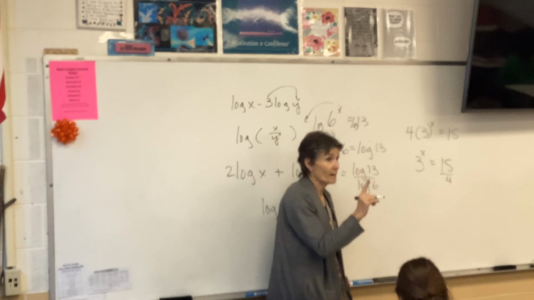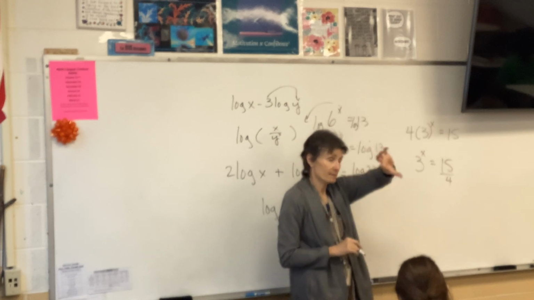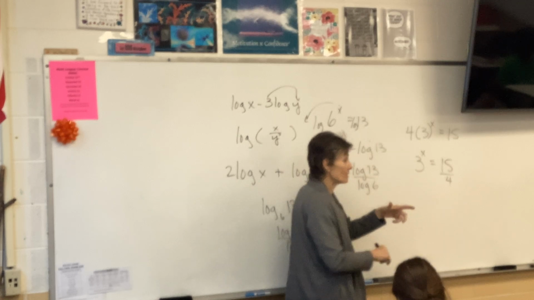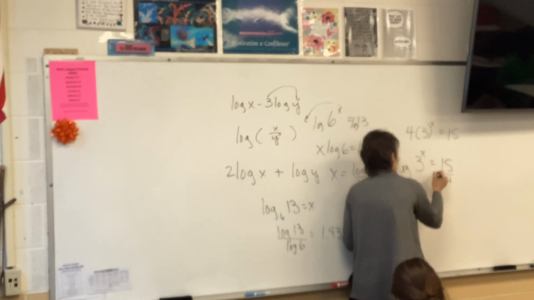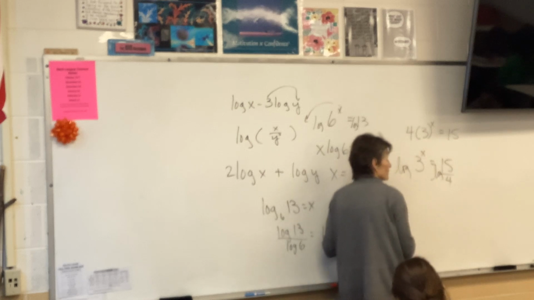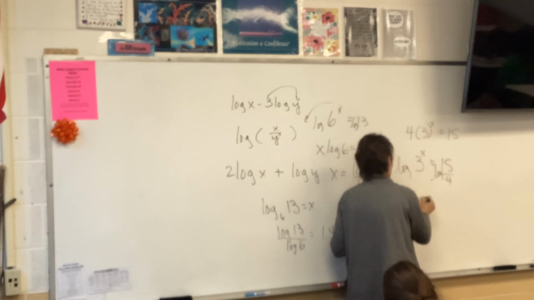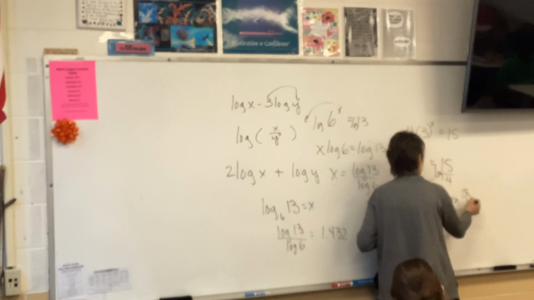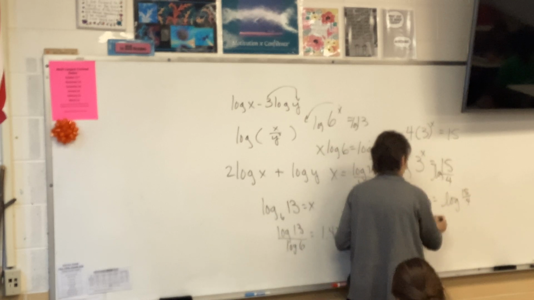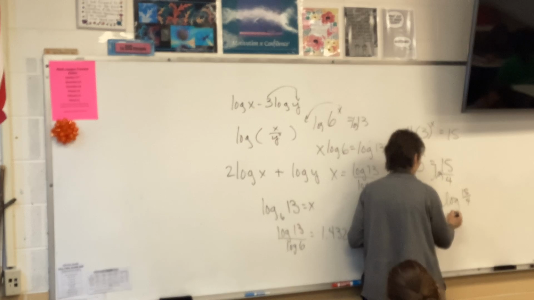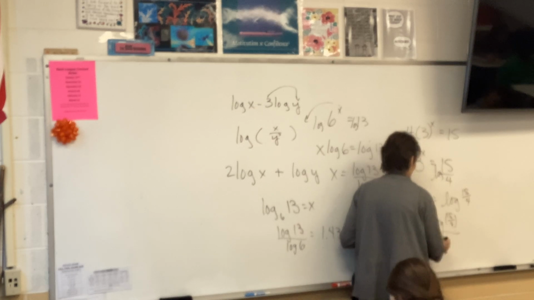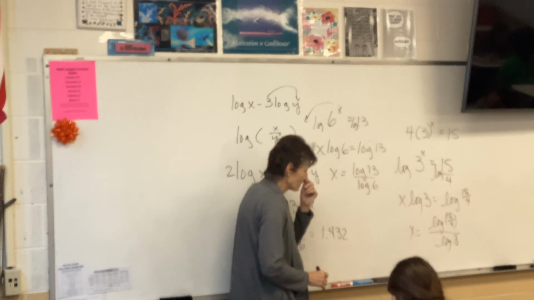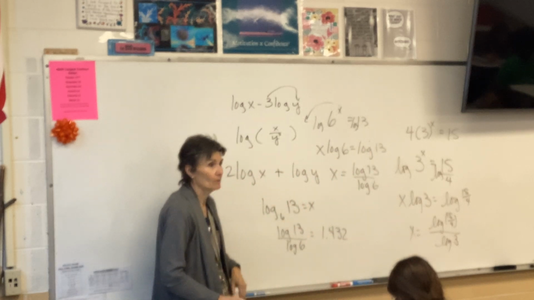Now, the only way to solve for that x is to get it down. And the only way to get it down is to put logs in my problem. So x log 3 equals log 15 fourths. And you are going to divide log 15 fourths by log 3. Now, does that make sense to you, everybody? You follow those steps?